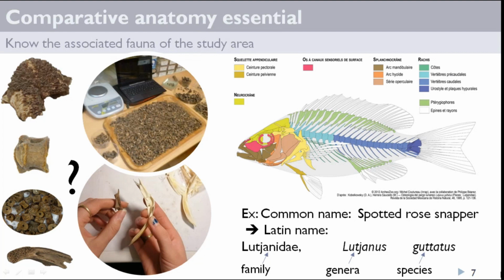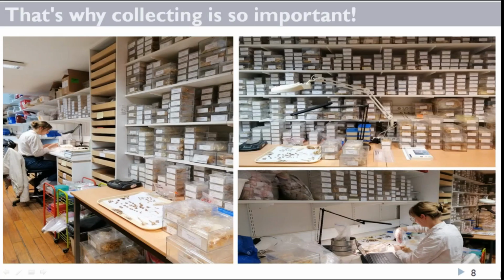And that's why it's very essential to know the associated fauna of the areas that you are studying. And that's why the collection and the constitution of a collection is so important, because the aquatic biodiversity could be very important, and some places could host a very large biodiversity, so it's important to have a very good representation of the aquatic fauna, the fish that you can find in your area.